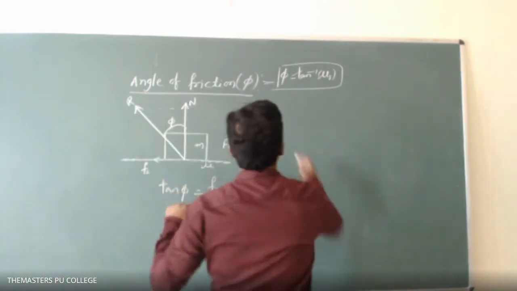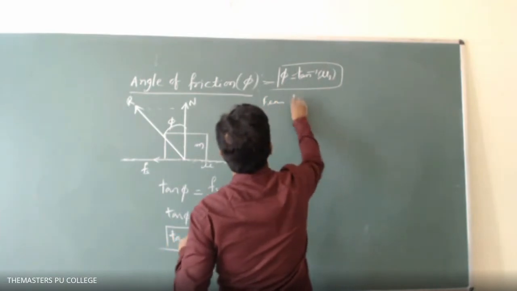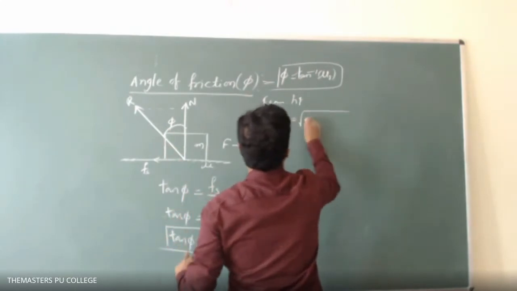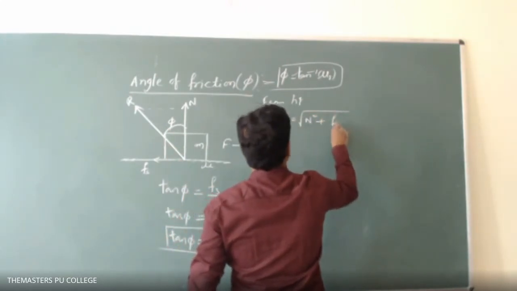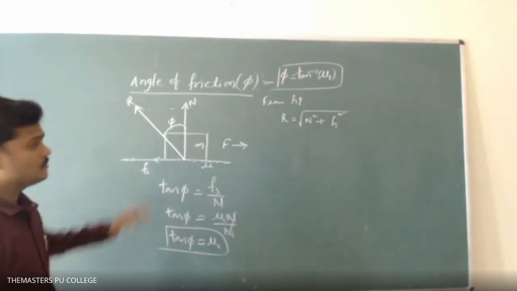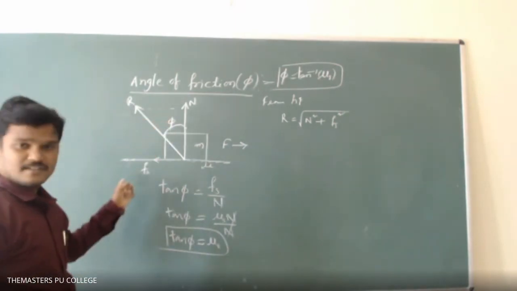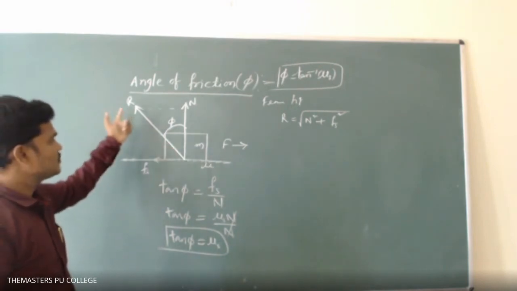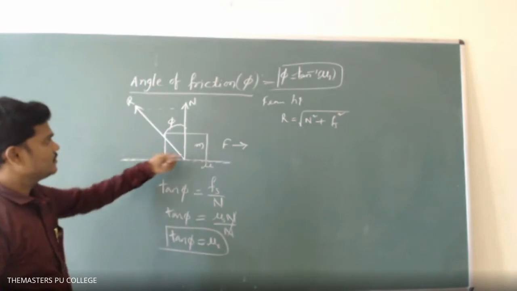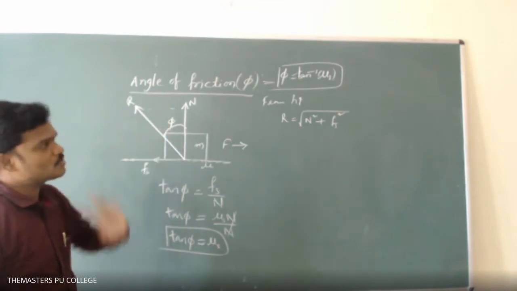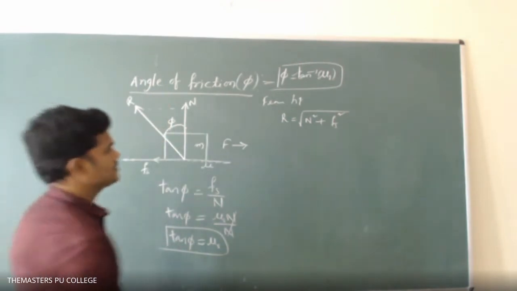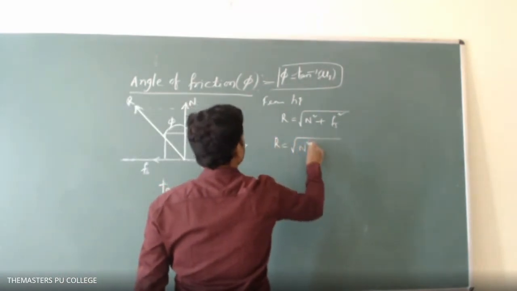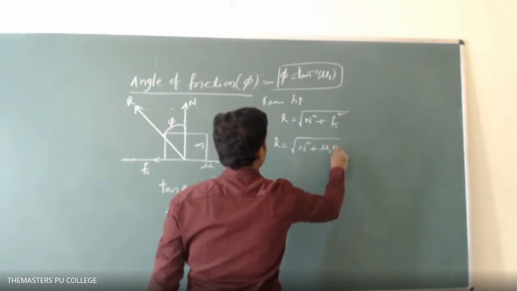And from the diagram, we can write one more step. From the figure, we can write the resultant force. What is the resultant? N square plus Fs square, the hypotenuse. Use the Pythagoras theorem. R square is equal to N square plus Fs square. R is equal to root of N square plus Fs square. What is Fs? R is equal to root of N square plus mu S N whole square.